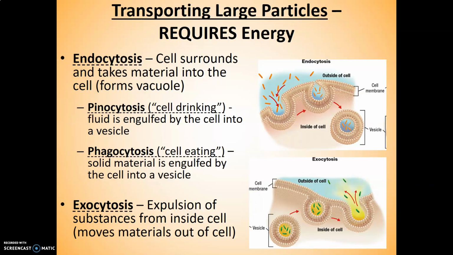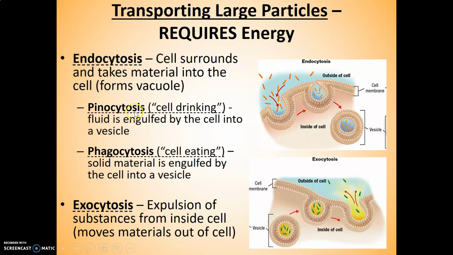So those are ways we transport small molecules, but what about large particles that go into and out of the cell? Again, these require energy in order to be transported. The first thing that we're going to talk about is endocytosis, where the cell surrounds and takes material into the cell. It's going to form a vacuole or a capsule where it's going to engulf the larger particles that it wants to get into the cell. And that membrane is going to pinch together and create a new little transport bubble into the cell.